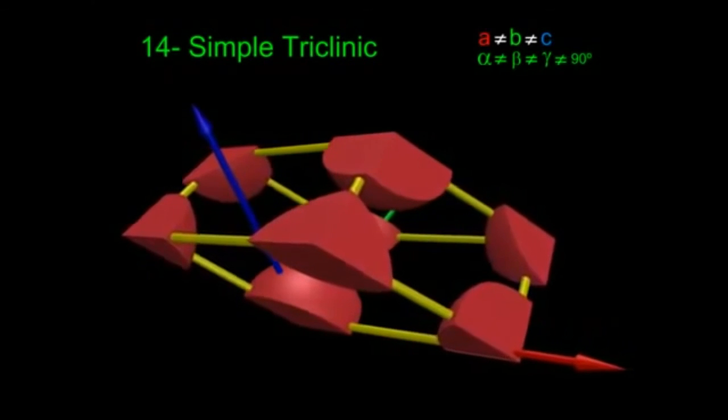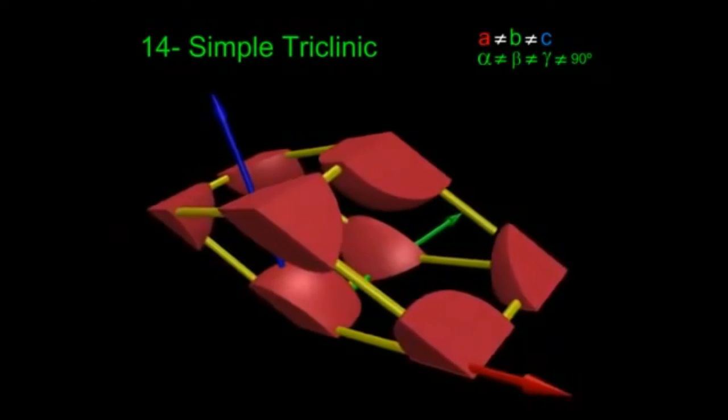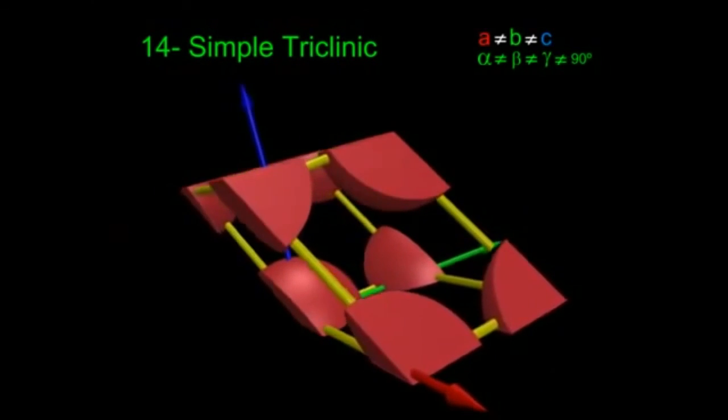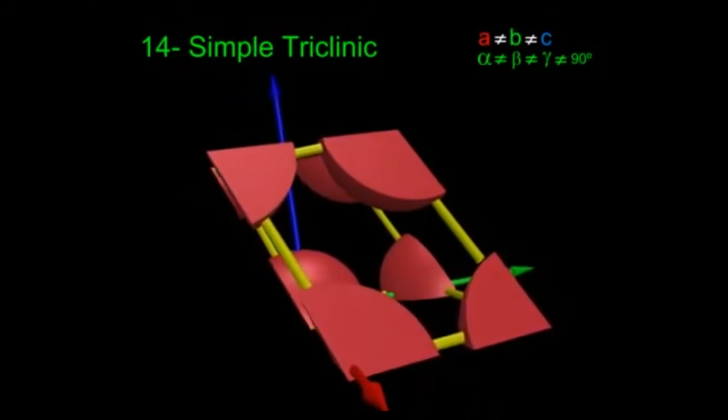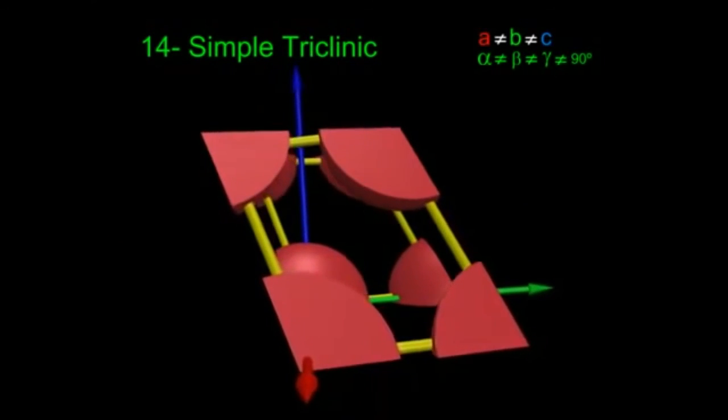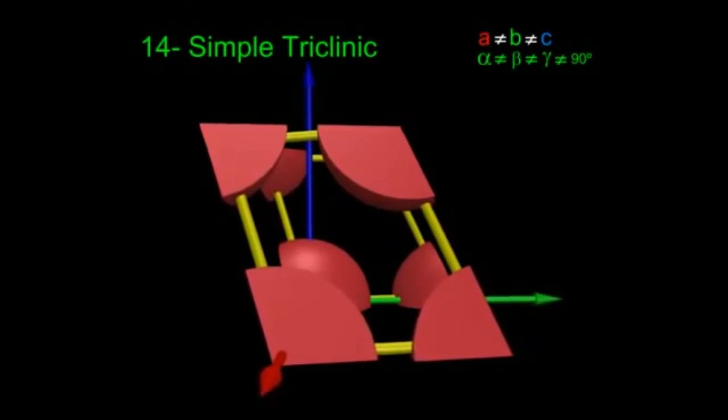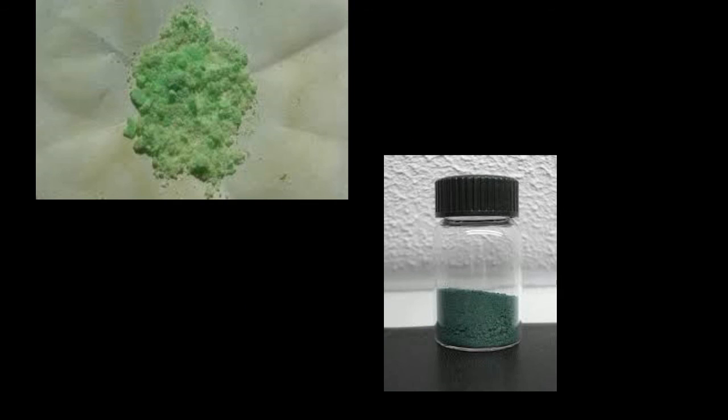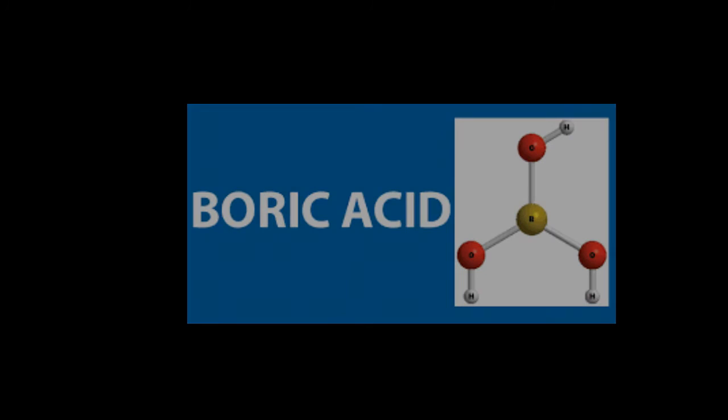In a primitive triclinic unit cell, the total number of atoms is 1, where each of the corners of the unit cell contributes 1/8 part of an atom. Potassium dichromate, copper sulfate, and boric acid show this type of crystal lattice formation.